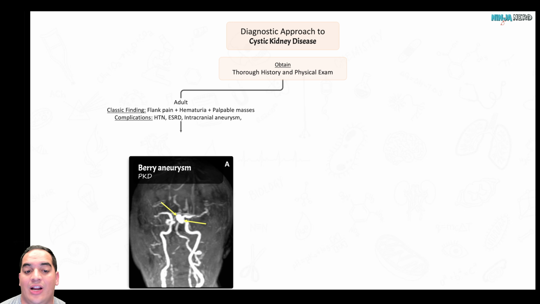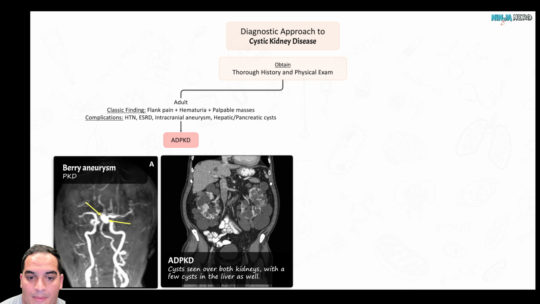And sometimes on other imaging, if you happen to get lucky and get some abdominal imaging, you may see extra-renal cysts, such as hepatic cysts, as you can see some here. You can't see the pancreas here as well, but there'll be pancreatic cysts that present as well.